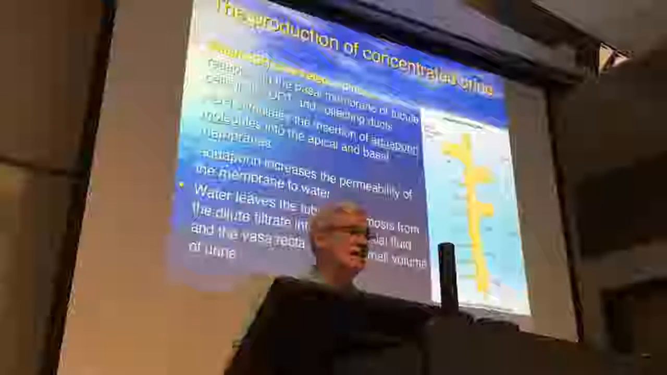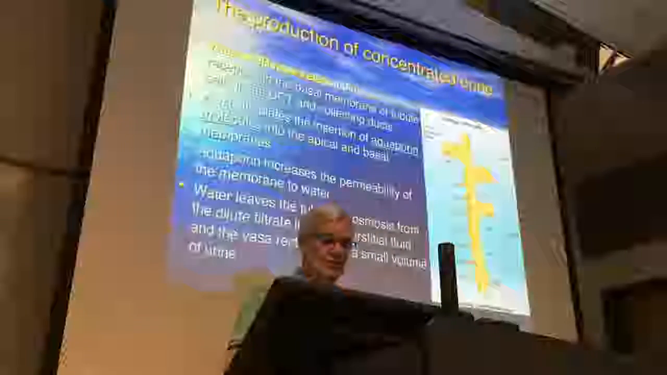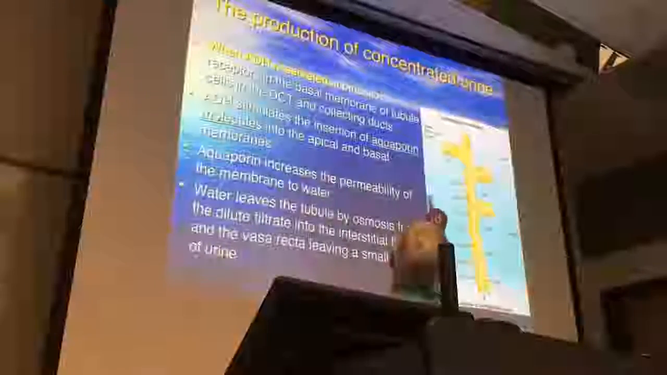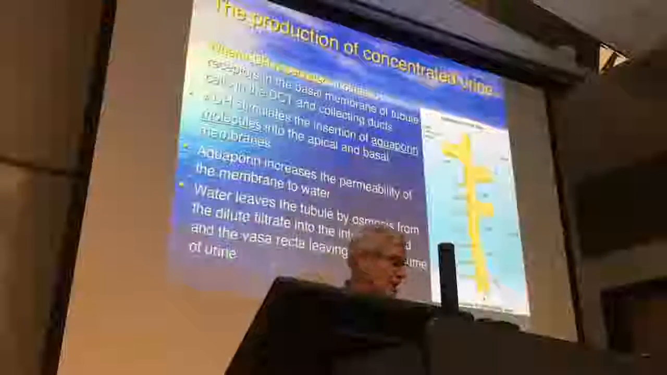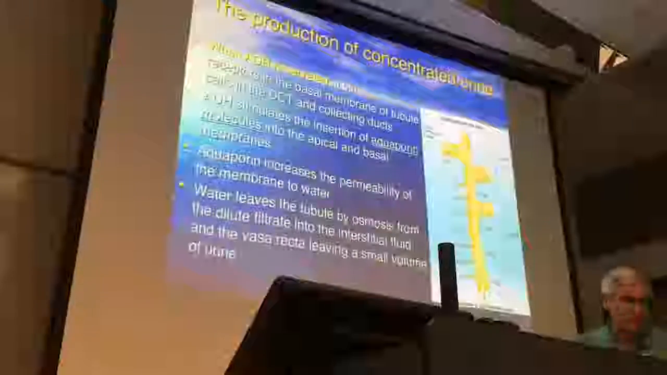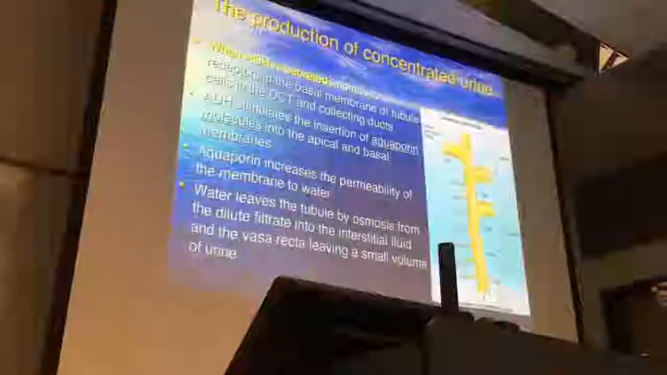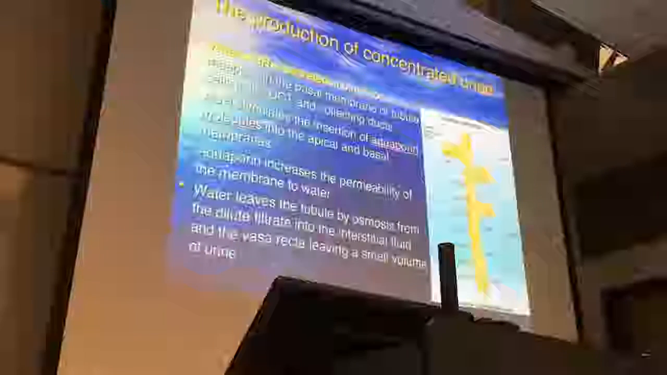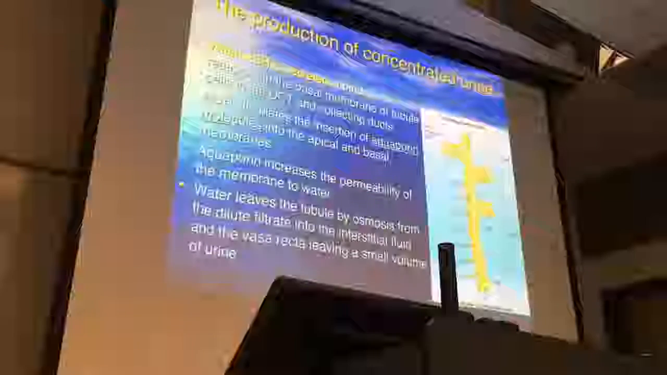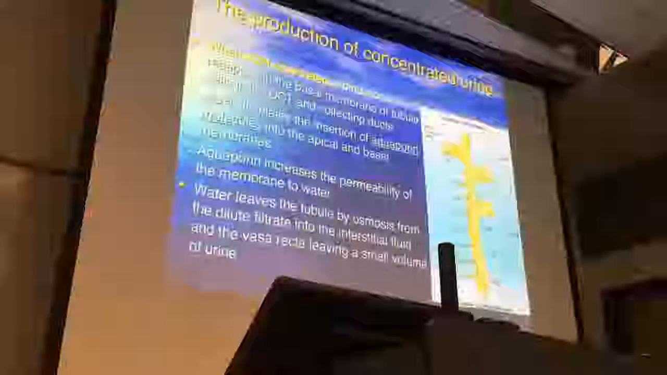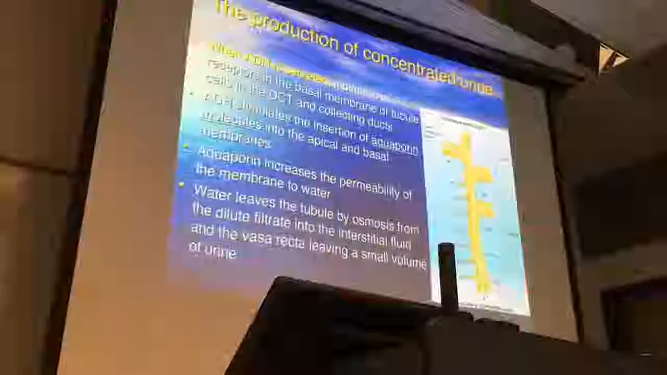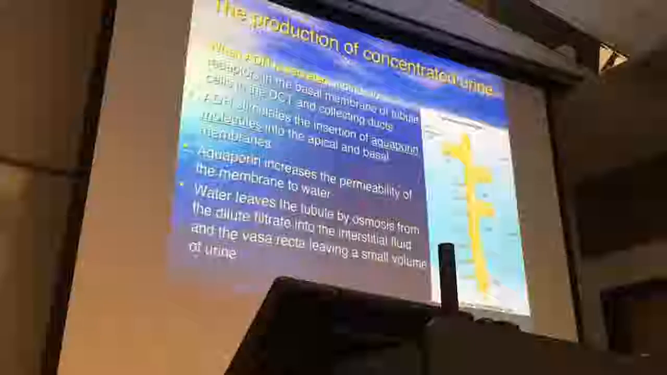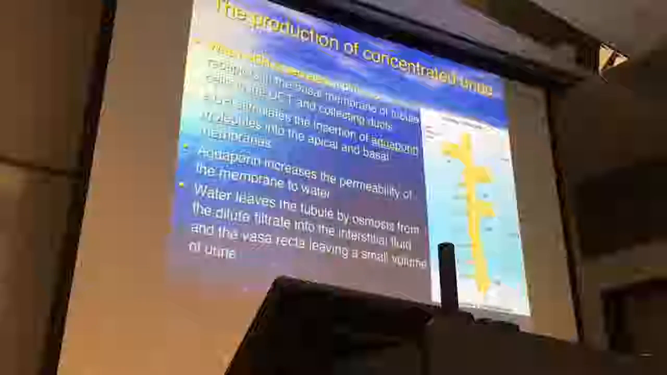And that ADH is going to bind to receptors in the basal membrane of the distal convoluted tubule and the collecting duct. And it's primarily in the collecting duct it has its effect. When ADH is secreted, it binds to receptors, and they're going to put aquaporin molecules into the apical surface and the basal surface of the cells that line the collecting duct. ADH's primary effect is on the collecting ducts. Only a little bit occurs in the convoluted tubule.